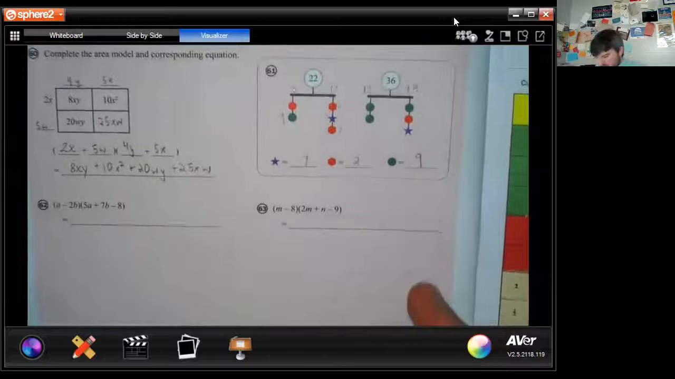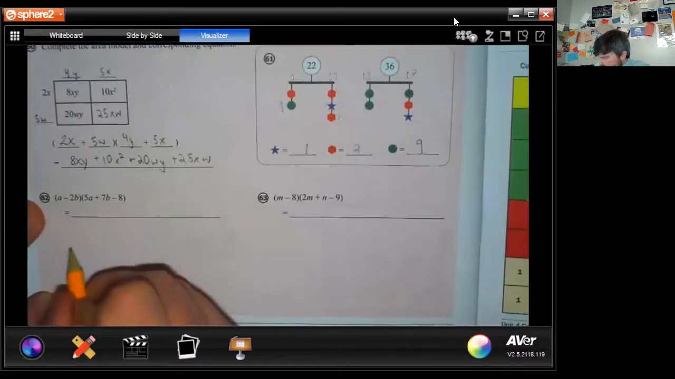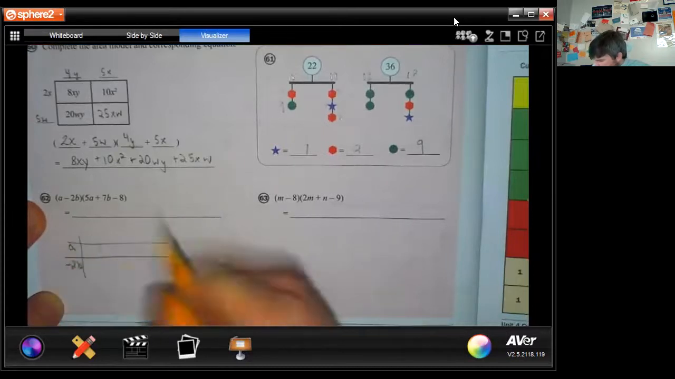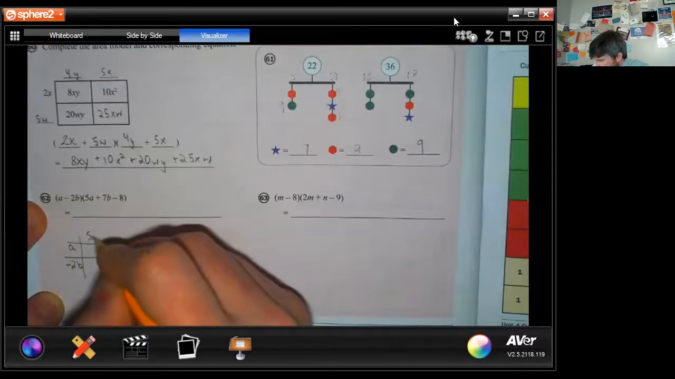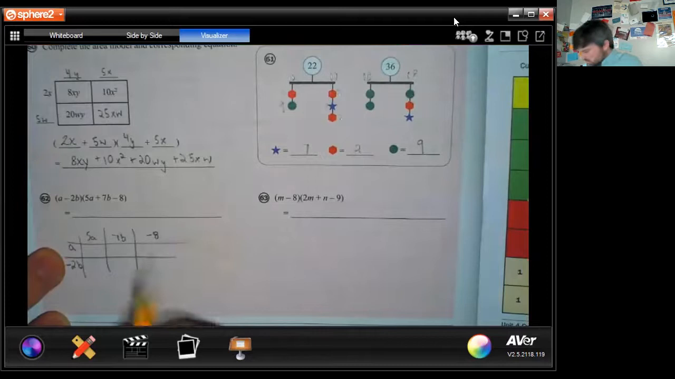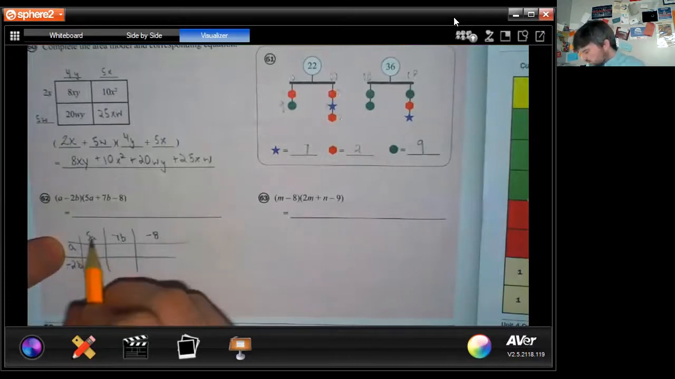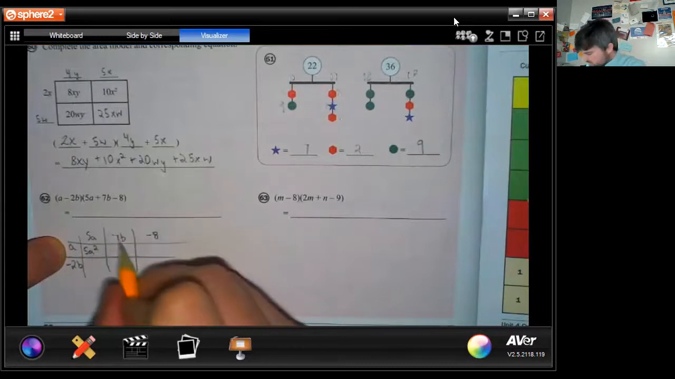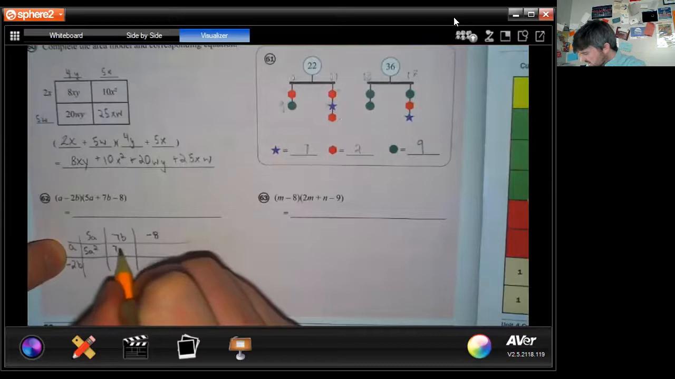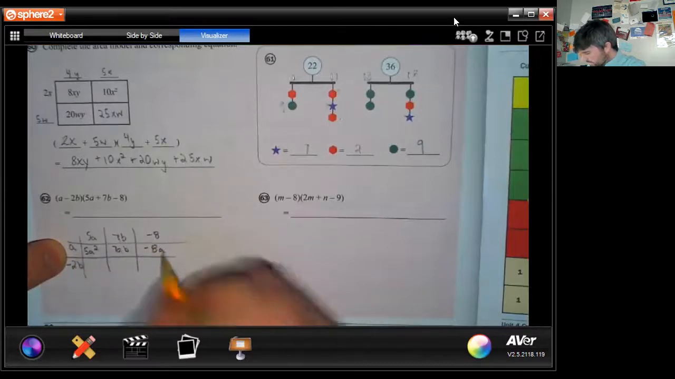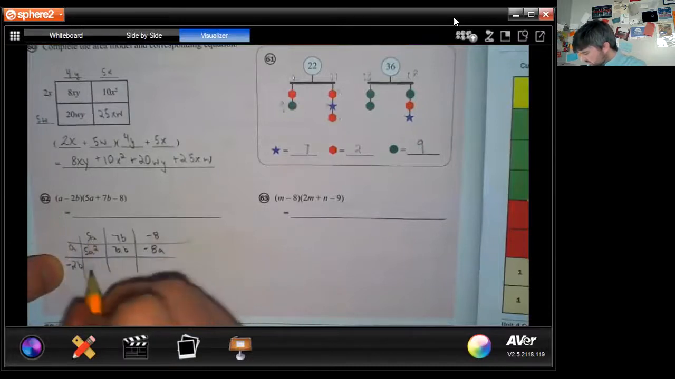Okay, and our last two area multiplications, we got a times negative 2b. 5a, 7b, negative 8. Looks like we got some kind of large numbers here. So a times 5a is 5a squared. 7b times a is 7ab. A times negative 8 is negative 8a. Negative 2b times 5a is negative 10ab.